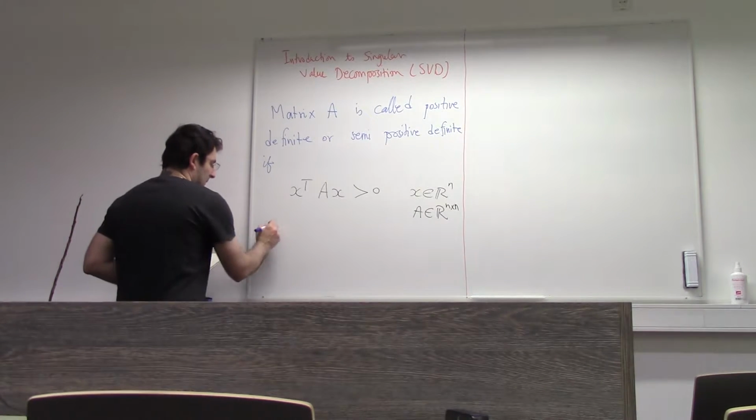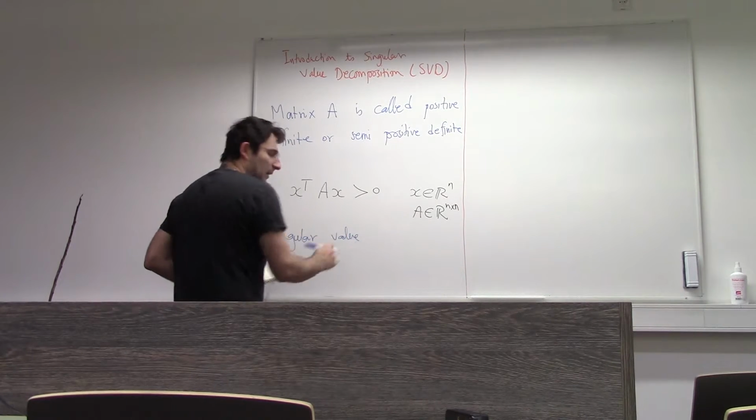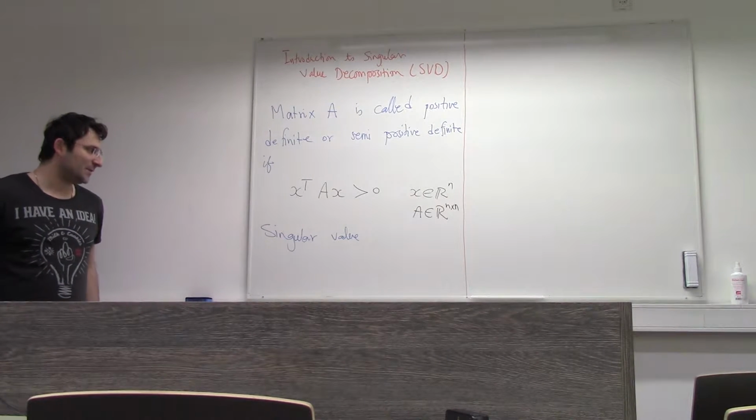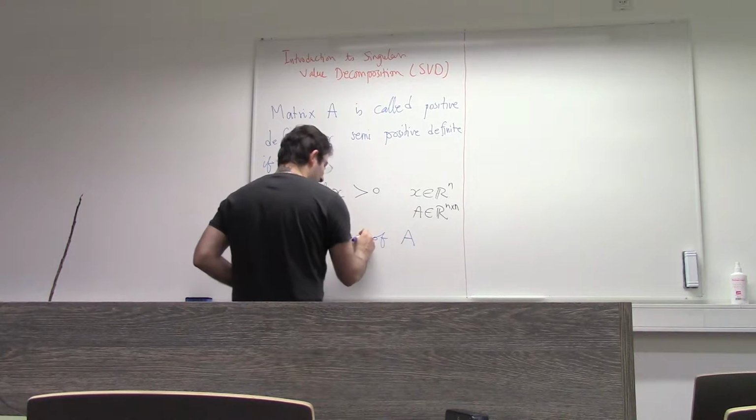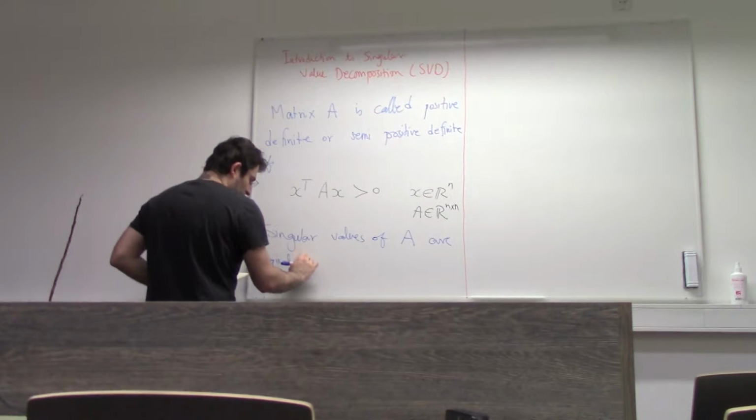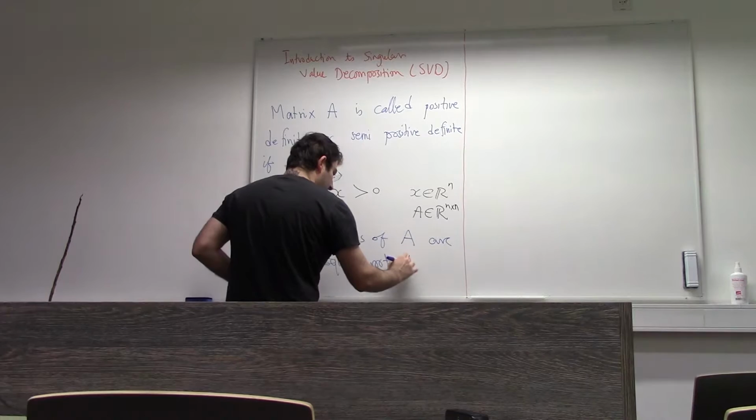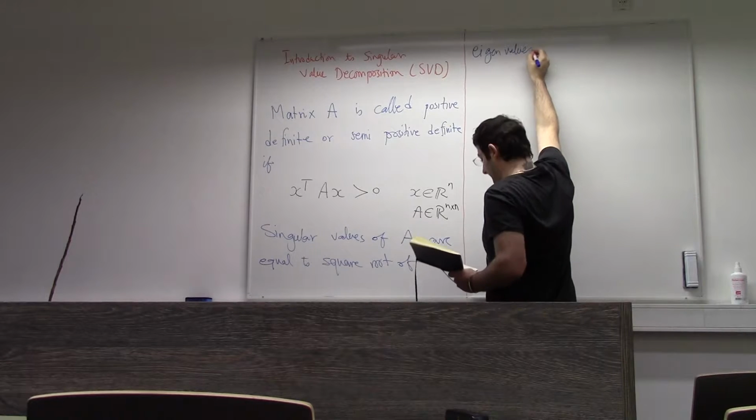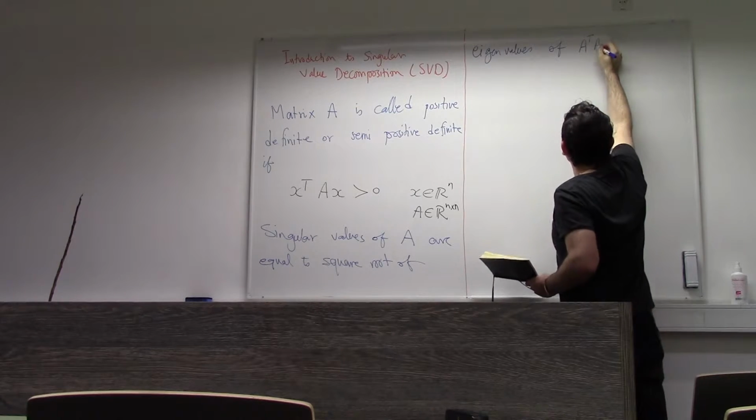Now, singular values. We want to do something which is called singular value decomposition. So let's see what the singular values are. The singular values of matrix A are equal to the square root of the eigenvalues of A transpose A.